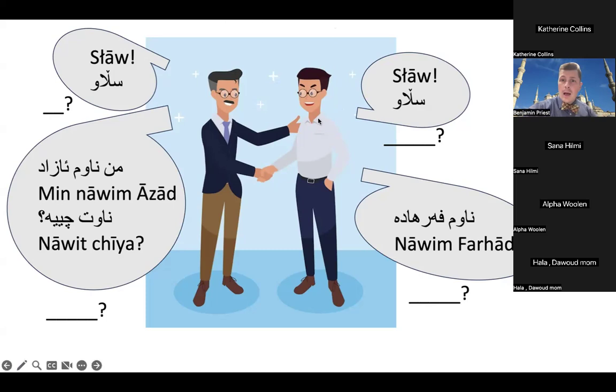Let's actually break out into some groups. Actually, no, not groups. Sana and Hala, would you both be comfortable trying this out? Yes, sure. Do you want to start? Yes, of course. Slav. Slav. Nawim Hala. Nawit Chia. Nawim Sana. Two more people.